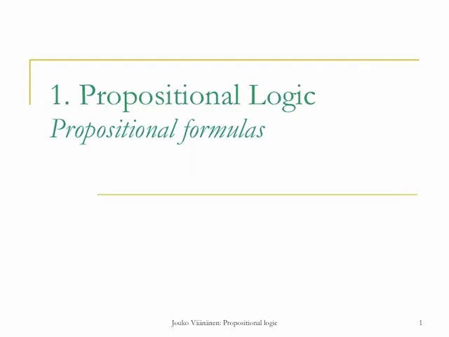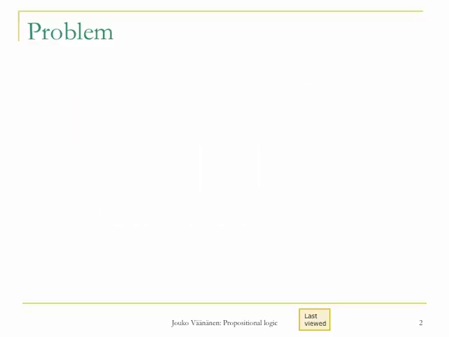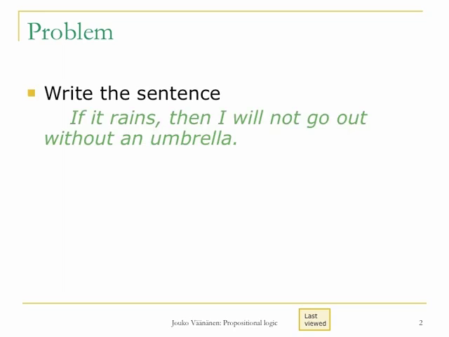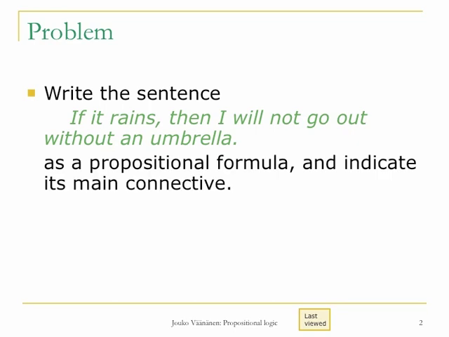Let's try to solve some simple problems related to the concepts that we have learned. Problem 1. Write the sentence, "If it rains, then I will not go out without an umbrella," as a propositional formula and indicate its main connective.